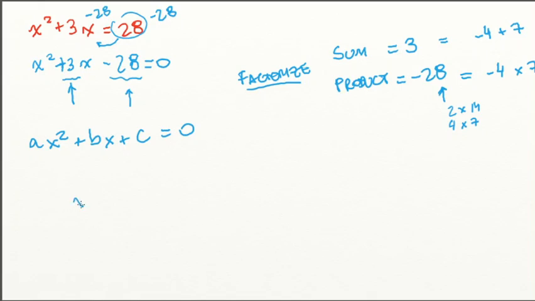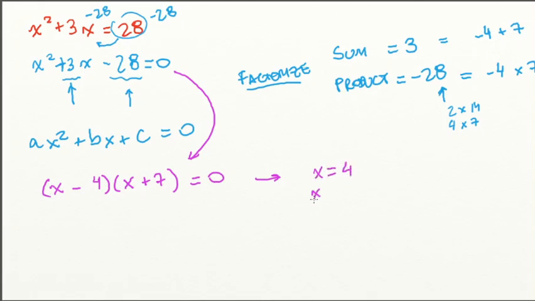So I can rewrite my original equation as (x minus 4)(x plus 7) equal to 0. That's what we get when we factorize our original quadratic. So from this, we find our solutions to be x equals 4 or x equals negative 7. And if you notice, those are those numbers but with flipped signs.